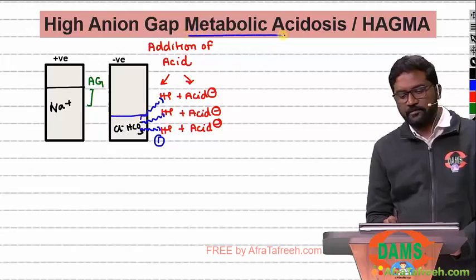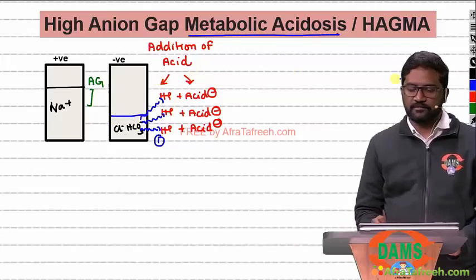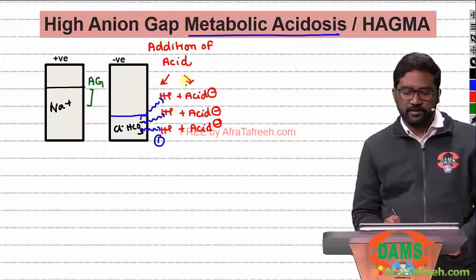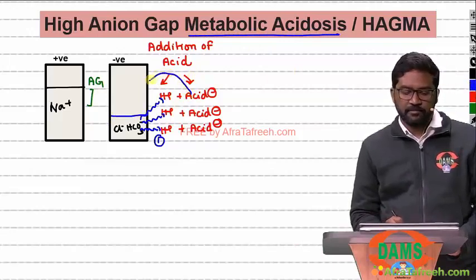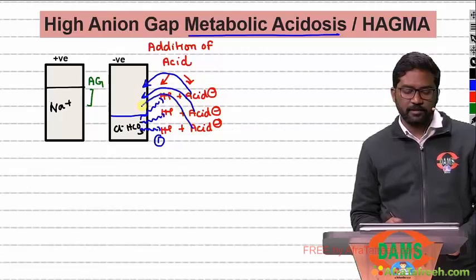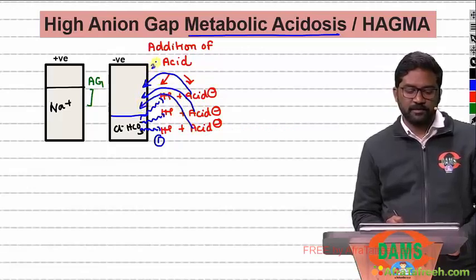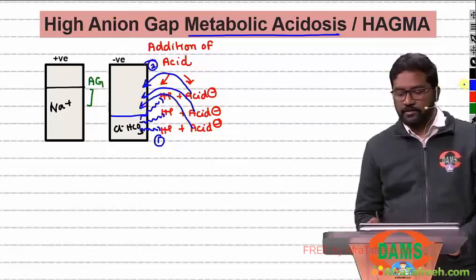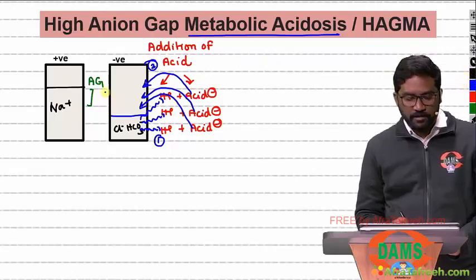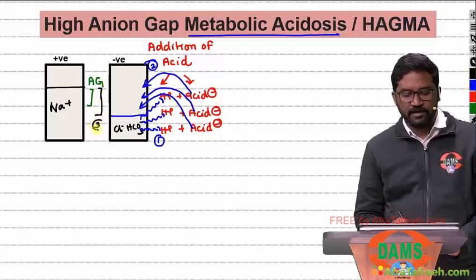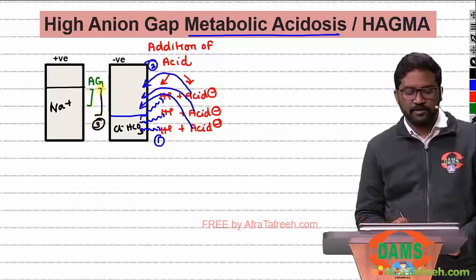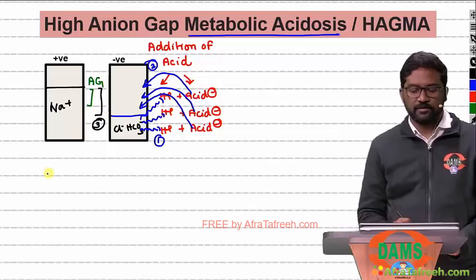This is metabolic acidosis. Now this acid anion is negatively charged. It will automatically start adding up to the unmeasured compartment. This is event number 2. Because of these two events, now the anion gap will be persistently high. Previously this was the anion gap. Now the anion gap has increased.